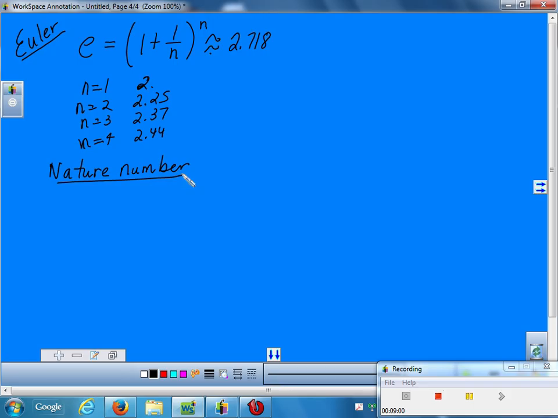It's the natural number. They found when they studied how fast plants grow over time, oftentimes they were growing to the base of E. How radioactive elements decay over time, base E. Some bacteria multiplies based on a base of E. E just kept showing up in things involving naturally occurring events. So E became extremely useful to us.